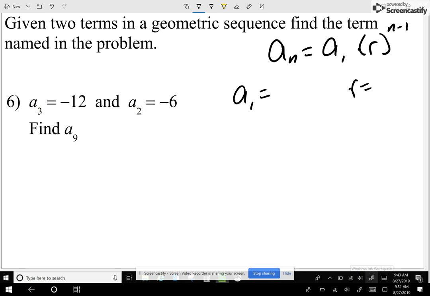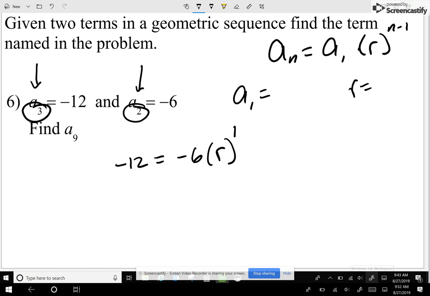I'm just going to say a of 2, or no, a of 3 in this case, because this is the latest one, negative 12 is equal to a number, negative 6, times r, because I don't know the rate, so I'm calling it r. Now, what's the difference between 3 and 2? What is it? 1, right? The difference between the numbers 3 and 2, that's my exponent.